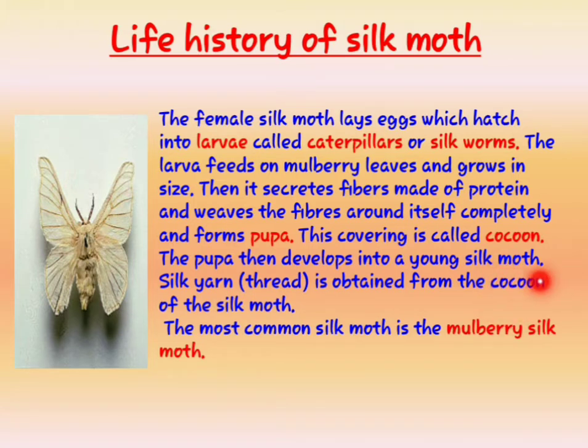To get cocoon, we have to bring the eggs and rear them with mulberry. Of the silk moth, the most common is the mulberry silk moth. Actually, there are so many different types of silk moth like eri, muga, tassar, but we are rearing mulberry silk moth. And one more thing you should know: whenever you are rearing mulberry silk moth, on the other side you have to grow mulberry plants. That is one more part of the agriculture.